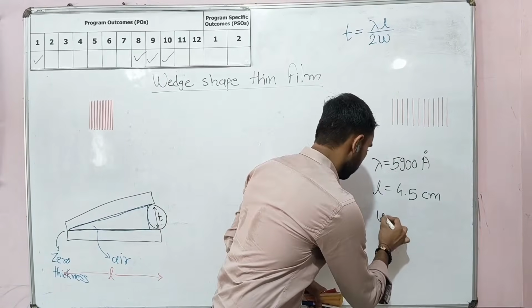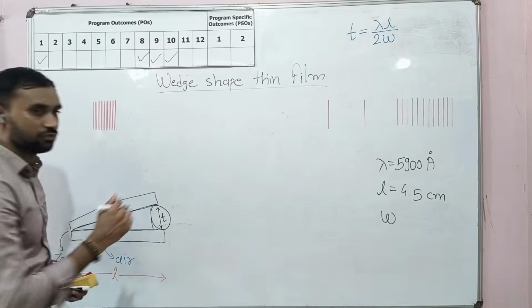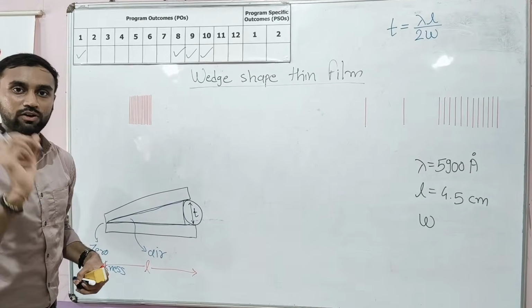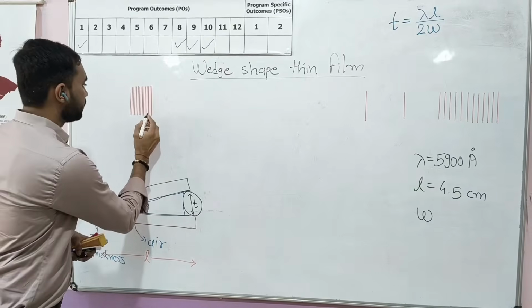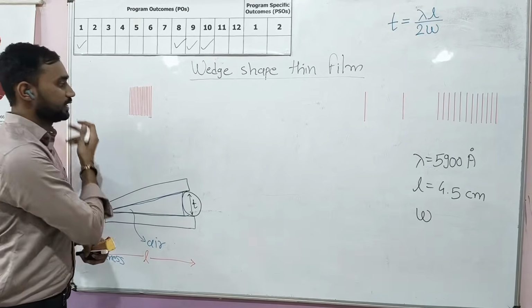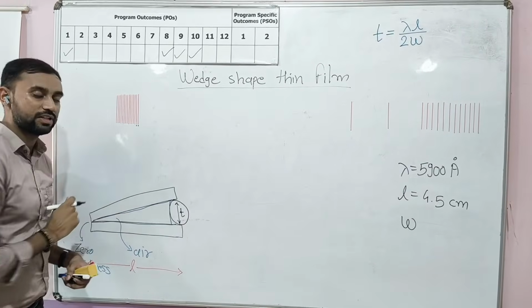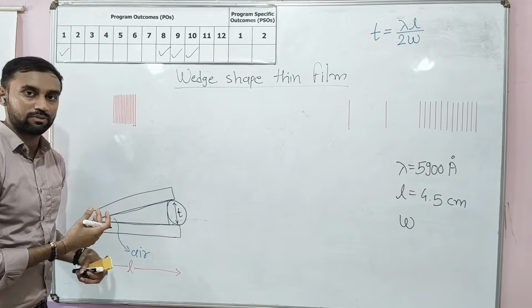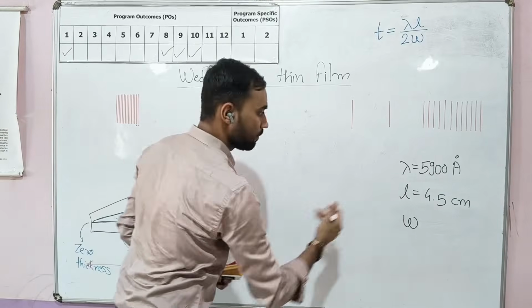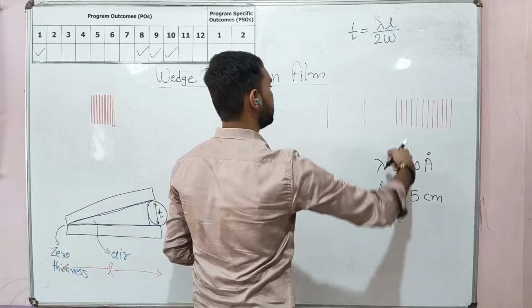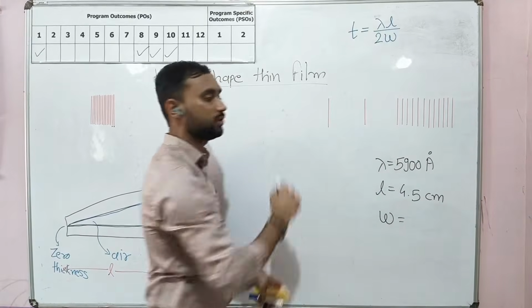Okay. W is fringe width. How thick is this fringe? How can you know fringe width? You can find out the positions of two consecutive fringes and subtract their positions, and you can find W. If you find W, you can substitute all these values in this equation and find out T.